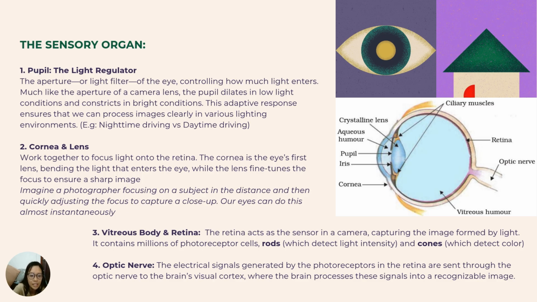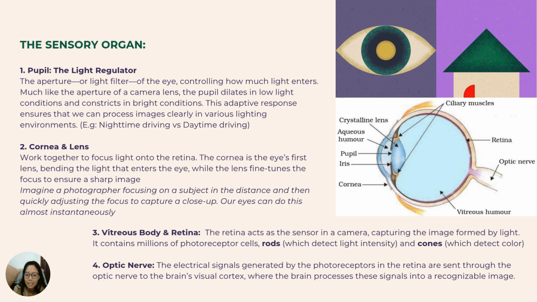And finally, the vitreous body and the retina are the image capture. Once the light is focused by the cornea and the lens, it passes through the vitreous body, the jelly-like substance inside the eye, and reaches the retina. The retina acts as the sensor in the camera. It captures the image formed by the light.